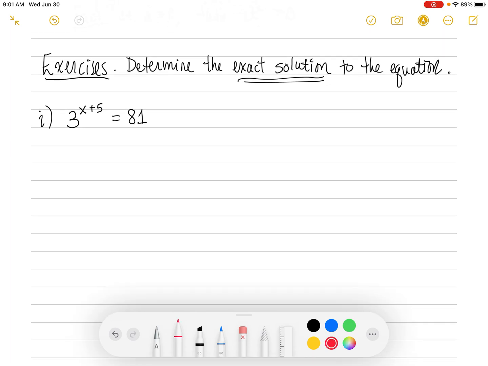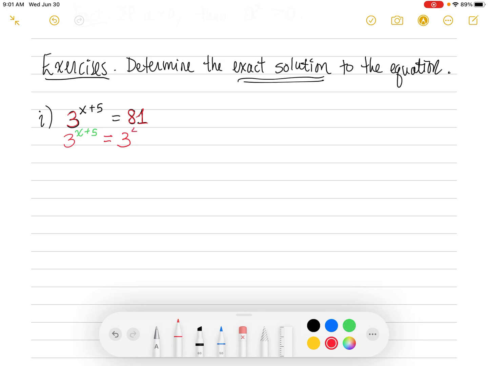Okay, number one. Let's say I have 3 raised to the x plus 5 power, set equal to 81. So if I wanted to solve that, this is an exponential equation because you have exponential expressions set equal to each other. So here we have an exponential base 3. So we want to say, okay, can you possibly write 81 here on the right side in terms of exponential base 3? And the answer is yes.